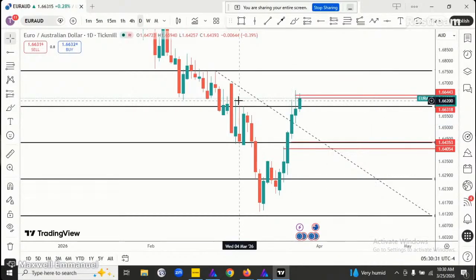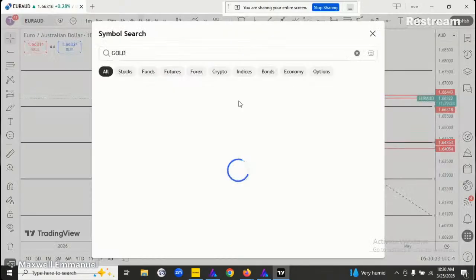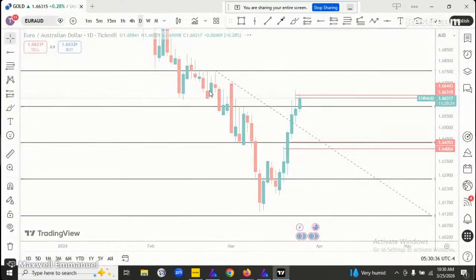Gold. Okay, let's look at gold before we end the session. It's very important. I know most of you are gold lovers.